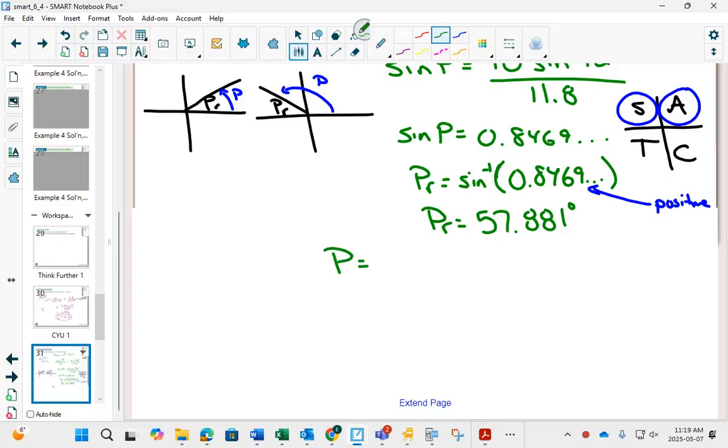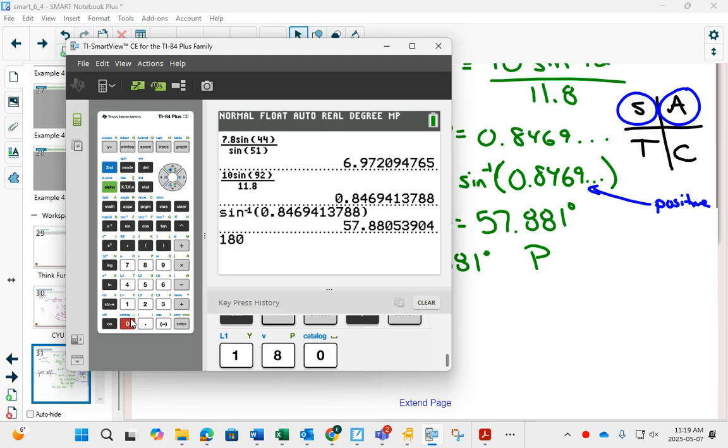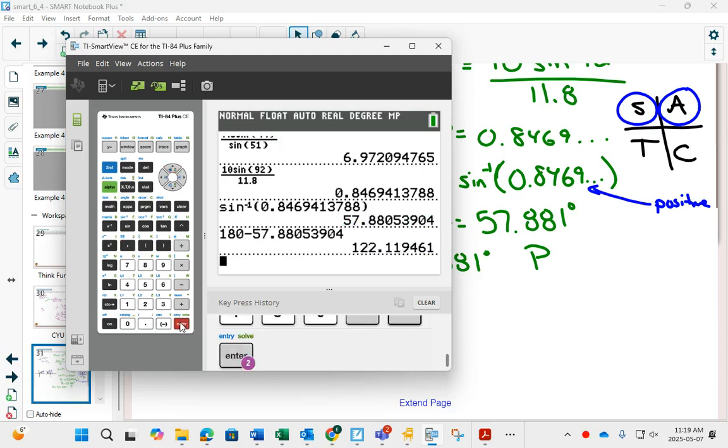It's pretty obvious that the one in quadrant 1 is exactly the same, right? My reference angle and my actual angle are the same in quadrant 1. In quadrant 2, does it make sense that you do 180 minus your reference angle? So I could go to my calculator, 180 minus, steal this answer, 122.119.